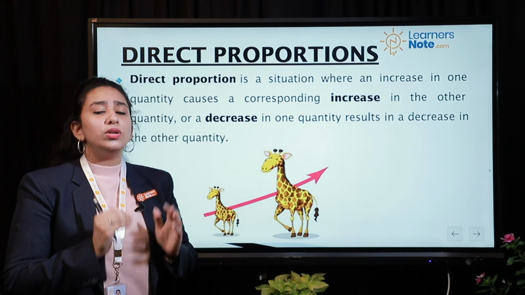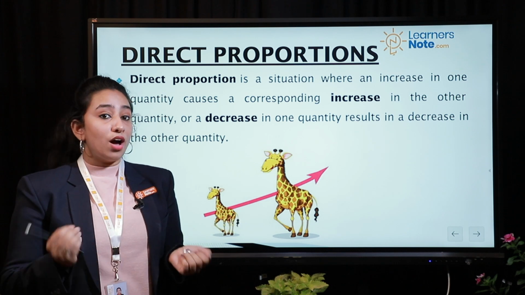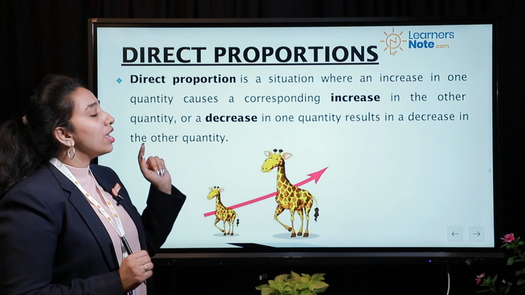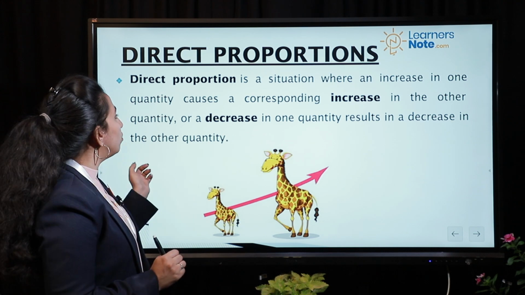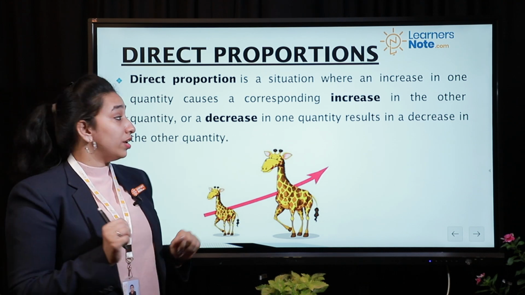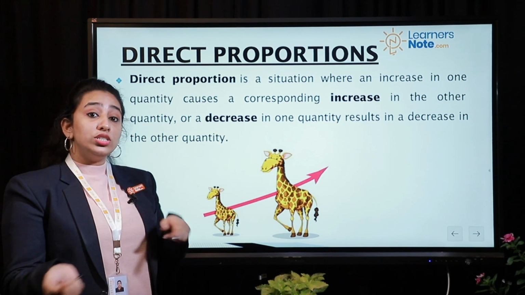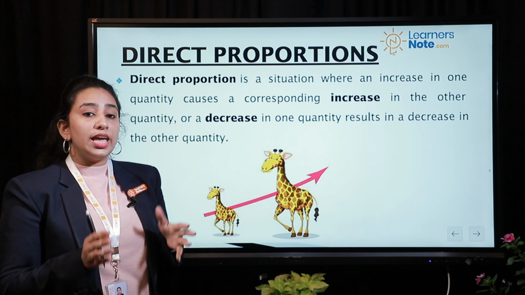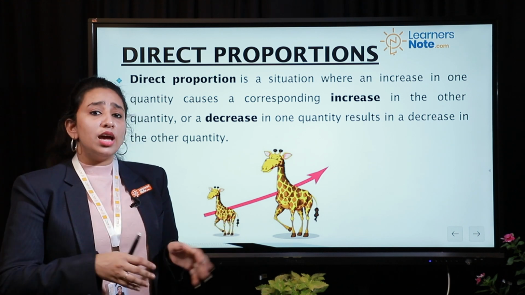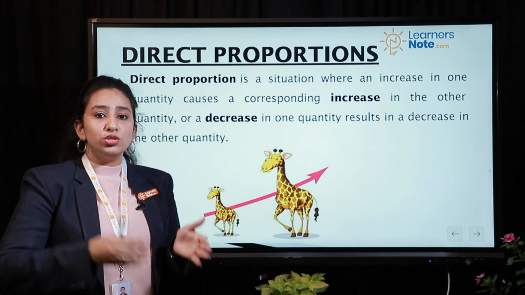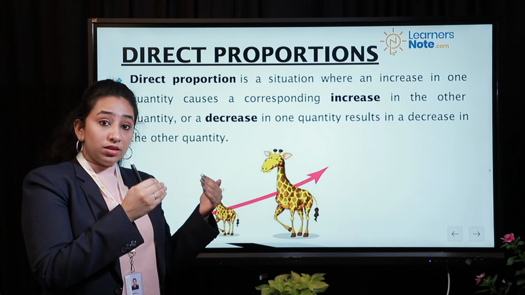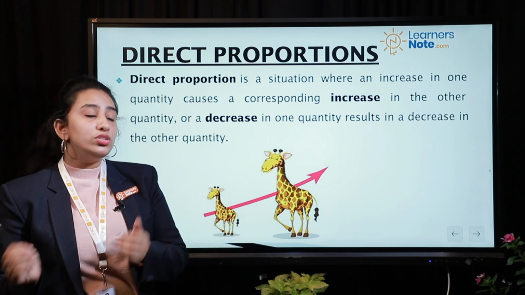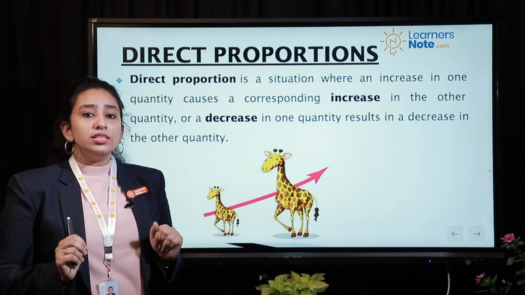That means it was a gradual increase, right? If one increased, the other also increased. So that is called direct proportion. That's why it is written: it's a situation where an increase in one quantity will cause a corresponding increase in the other quantity, and also it's the reverse for it. For example, the number of balls initially was some 20, and the next time I'm taking 3 balls out of it, so it is 17. So what happens is the decrease is nothing but gradual. If one thing decreases, another thing also decreases. So that is also called a direct proportion.